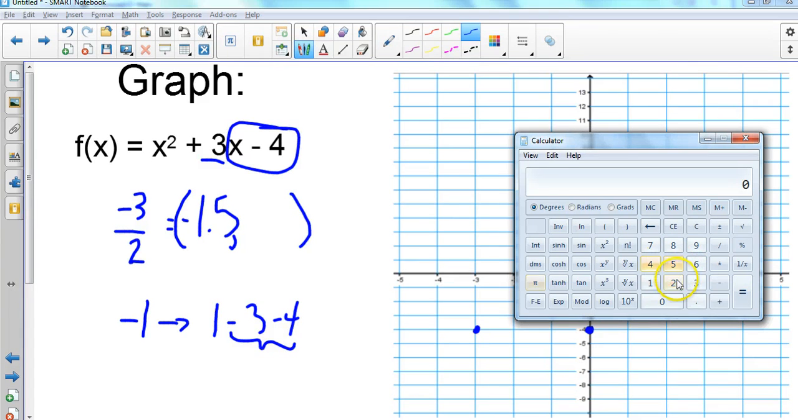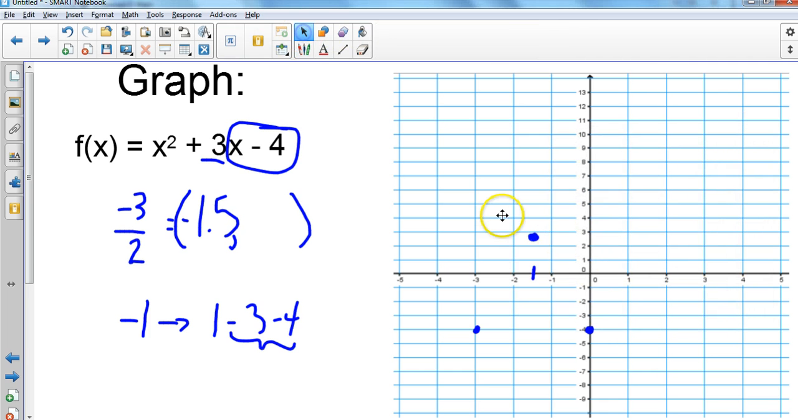Shoot, I'm sorry. I'm going to go back to the vertex. I think I didn't put in a negative. 1.5 squared is the same as negative 1.5 squared, so we'd still get out 2.25. Plus 3 times negative 1.5, and then we say minus 4. So it's actually negative 6.25. My fault, guys. The vertex is actually going to be at negative 6.25. So that's right here. And that makes sense because when we put in that negative 1 and we got out negative 6, that would be right here, and its reflection is right here.